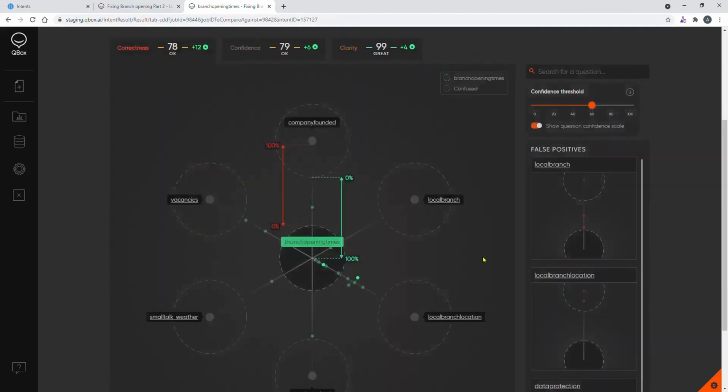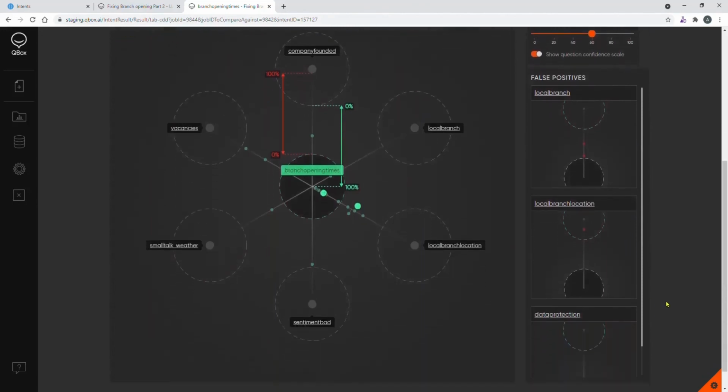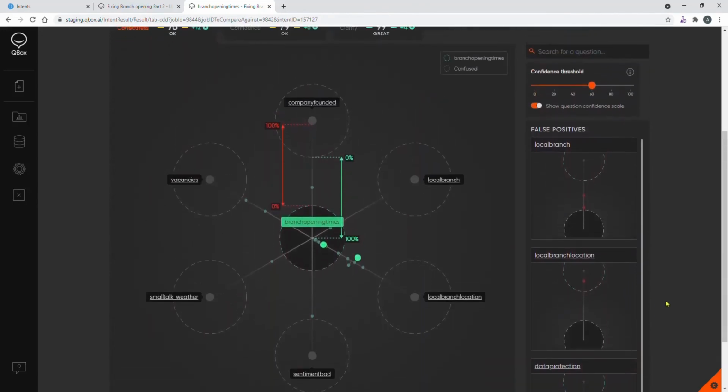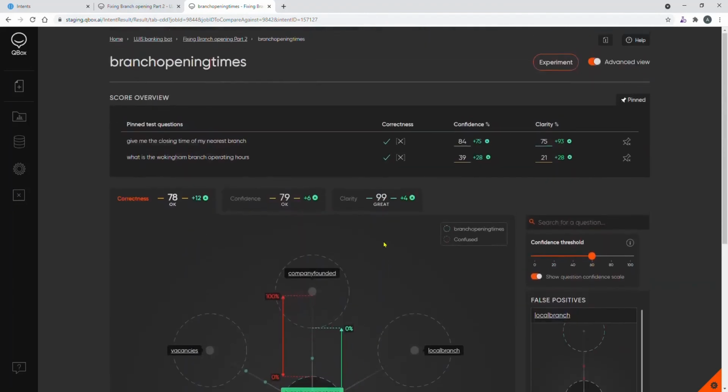We do have some false positives shown for this intent, so this is where utterances from another intent are getting confused with this one. These will need to be fixed at some point, but will likely be done in the natural course of making gradual improvements, simply by working our way through the lowest scoring intents for correctness, just like we're doing now. And then once the false positives have been dealt with, the correctness score for this intent should then increase to the maximum 100%.